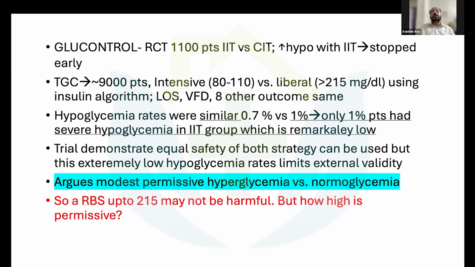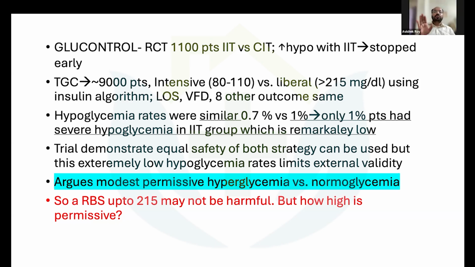Both are acceptable. Even there are trials which are saying that a less tight control, up to say 240 or 250, especially in diabetic patients, is acceptable. Don't beat your head over it if your sugar levels are 240. It's not going against the management.